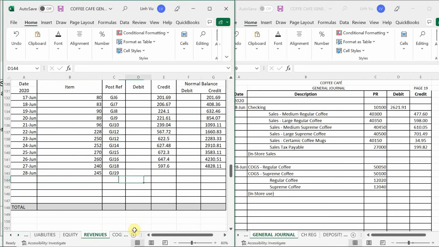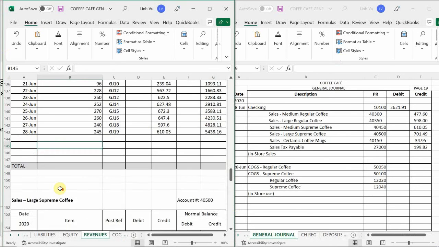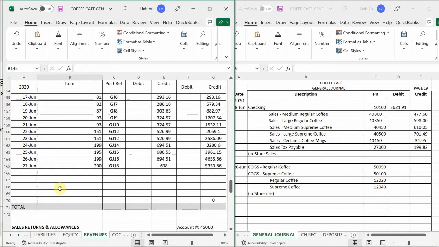Next, premium medium, 240 June 28th, 245 cup, and page 19, 610.05. And grand total $5,438.16. Okay, good. 5,438.16. Good. Yes.